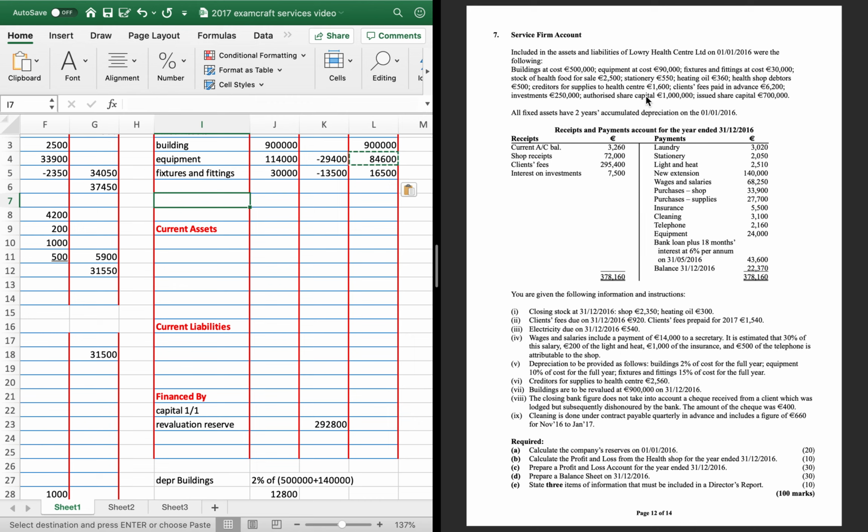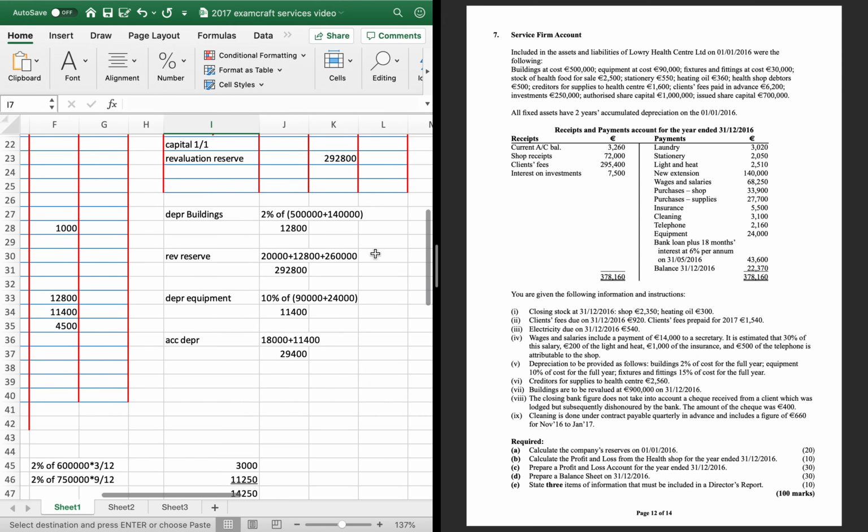So stationery. So if there's stationery here, there has to be stationery in this question as well. So there is 2050. So am I working?